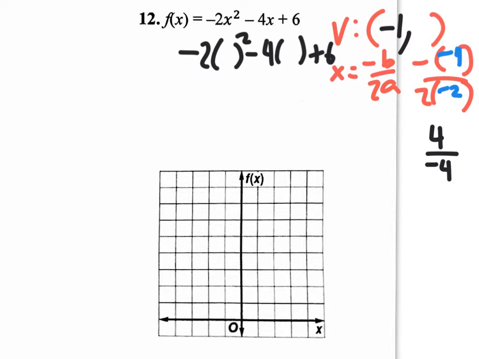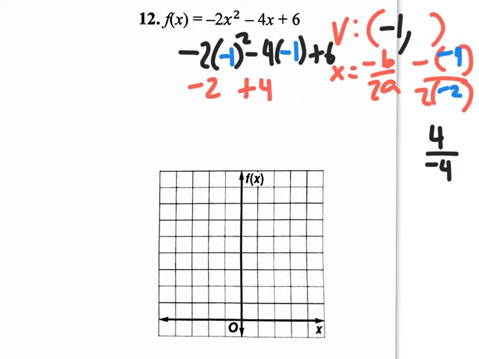So I am plugging in a negative 1 right in there and a negative 1 right in there. And let's work this out. We have negative 1 squared, that's positive 1. And positive 1 times negative 2 is negative 2. And then over here we have a negative 4 times a negative 1, that's going to be a positive 4.